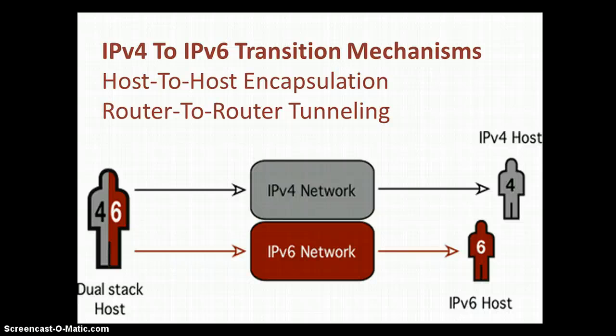Our future work will continue with the evaluation of more transition mechanisms, perhaps empirically evaluating all the available transition mechanisms. We also intend to investigate the flow label and end-to-end applications. So the dual stack router with host-to-host encapsulation is slightly better than the IPv4 and the IPv6 homogeneous network.